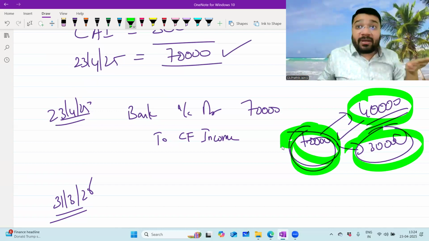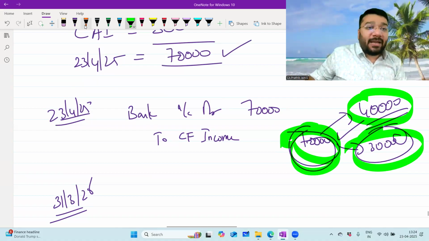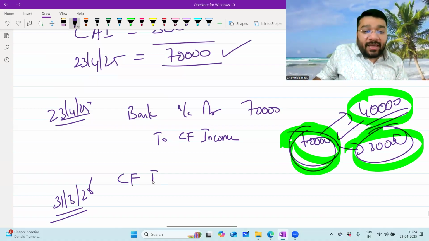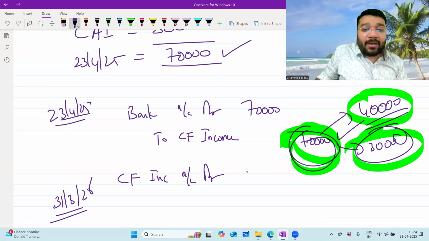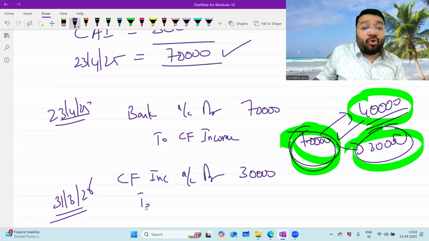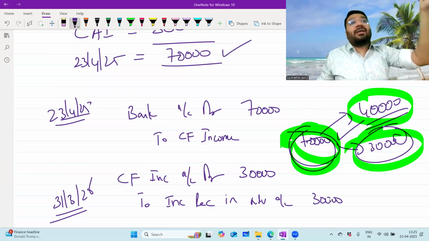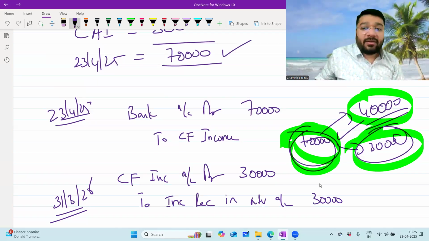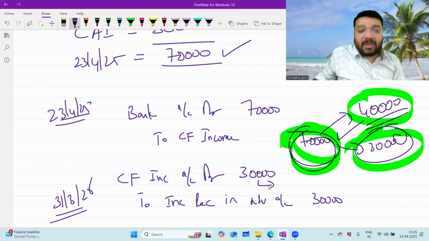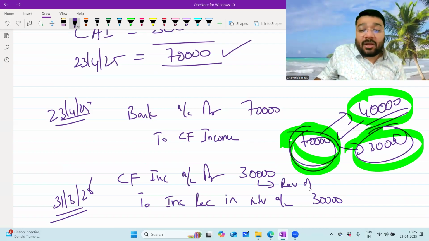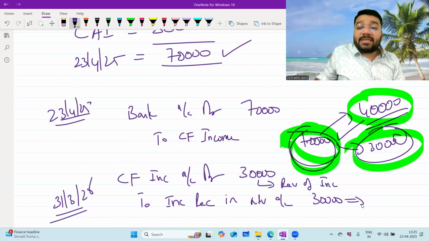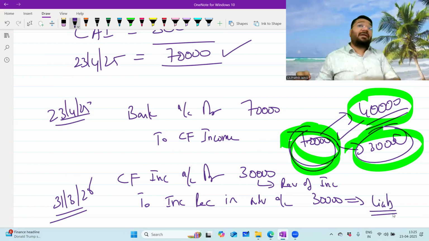To remove something from credit, I have to give a debit. So what is my debit here? Coaching fee income account debit. How much? 30,000. Two, income received in advance account or unearned coaching fee income account. Ledger name can be anything. Now, this 30,000 that you're reversing is nothing but a reversal of income. And this is your liability. Why is this a liability?